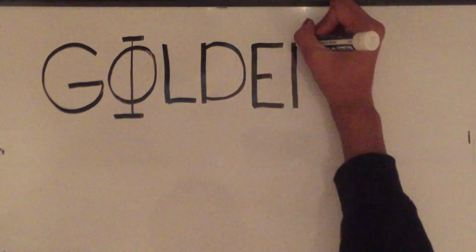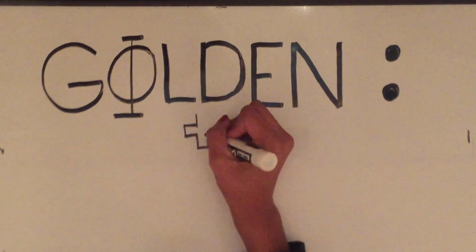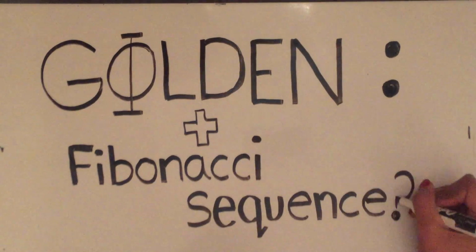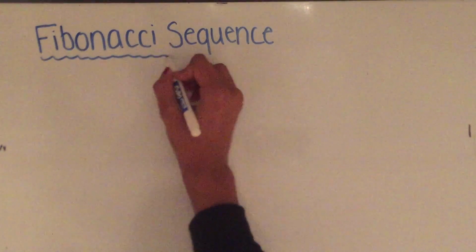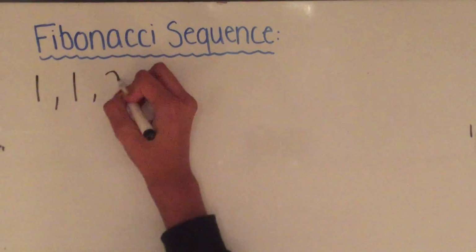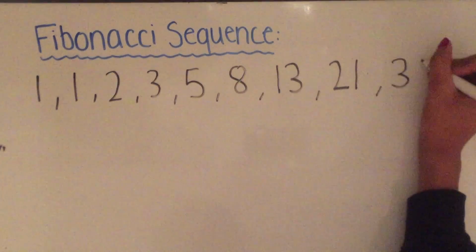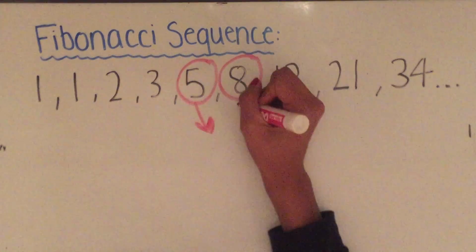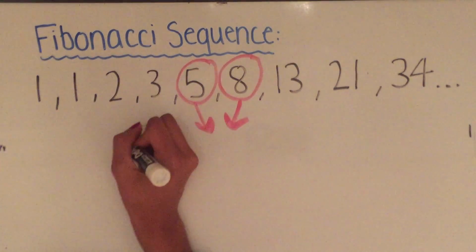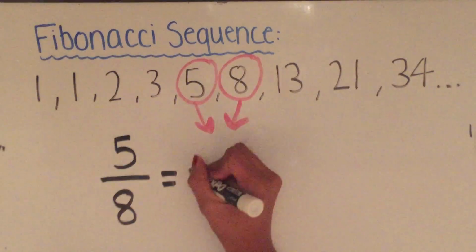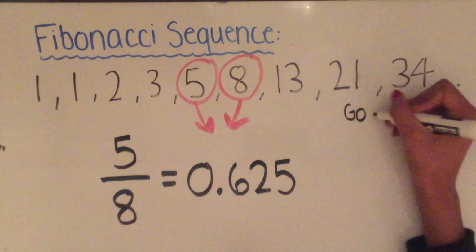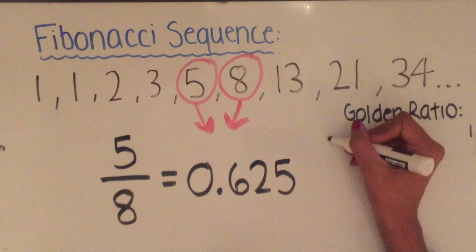So what does the Fibonacci sequence have to do with the golden ratio? If you took any two successive Fibonacci numbers, their ratio would be very close to the golden ratio. For example, if we took the two successive Fibonacci numbers 5 and 8 and divided 5 by 8, it would equal 0.625, which is a result that's close to the golden ratio.